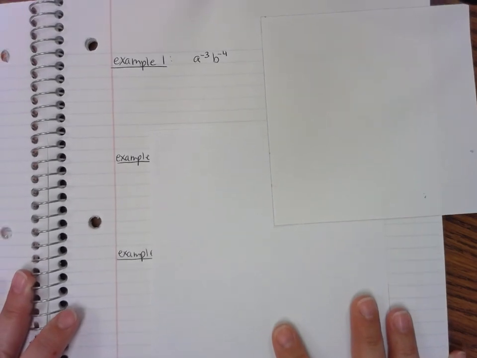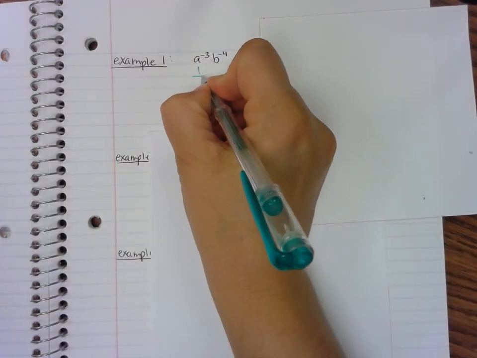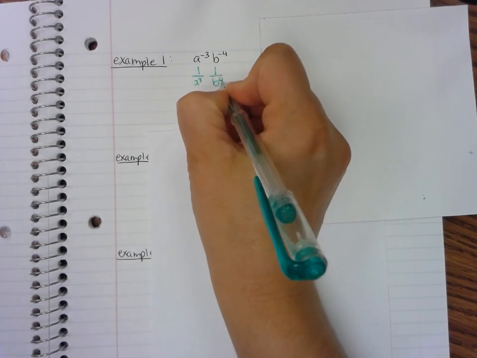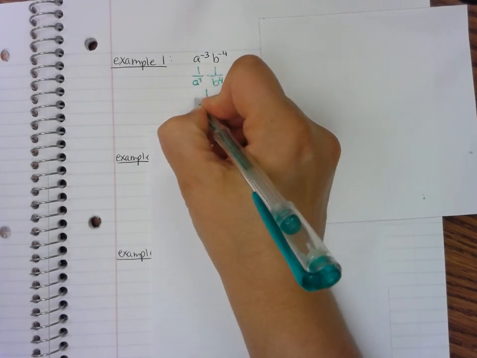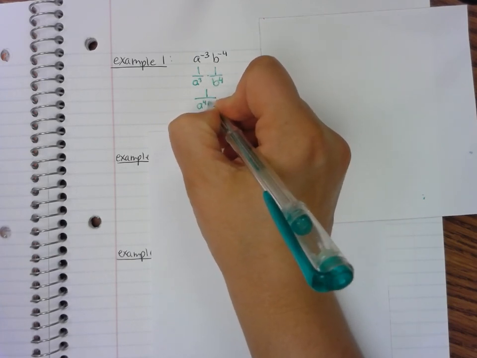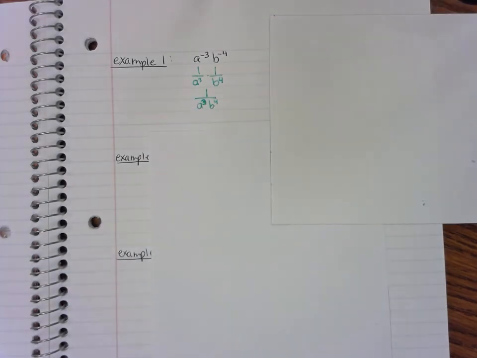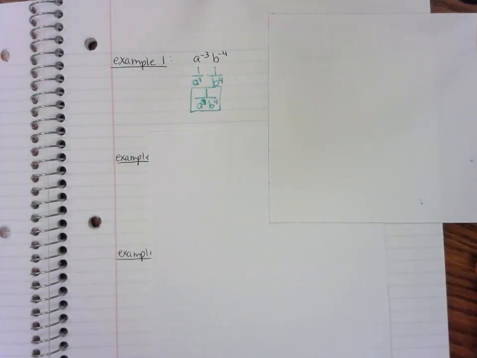So our first example is a to the negative 3, b to the negative 4. Remember from our rule that we want to take and rewrite this as 1 over a to the third and 1 over b to the fourth. And I can actually write this as one whole fraction, 1 over a cubed, b to the fourth. And this is my final simplified answer.